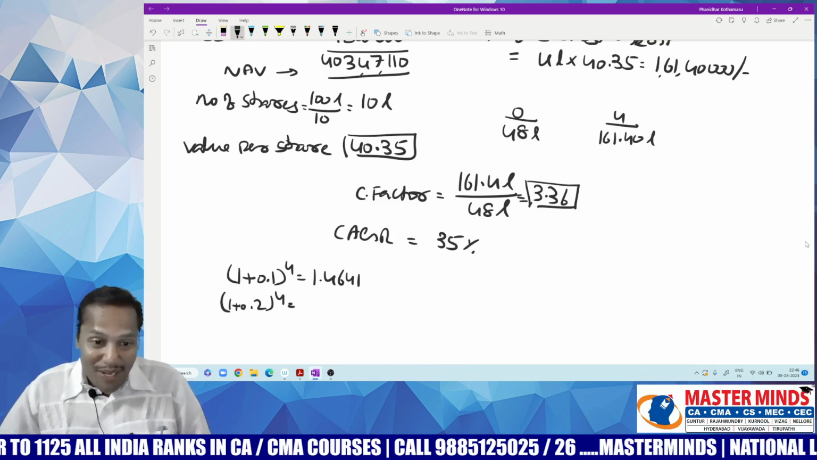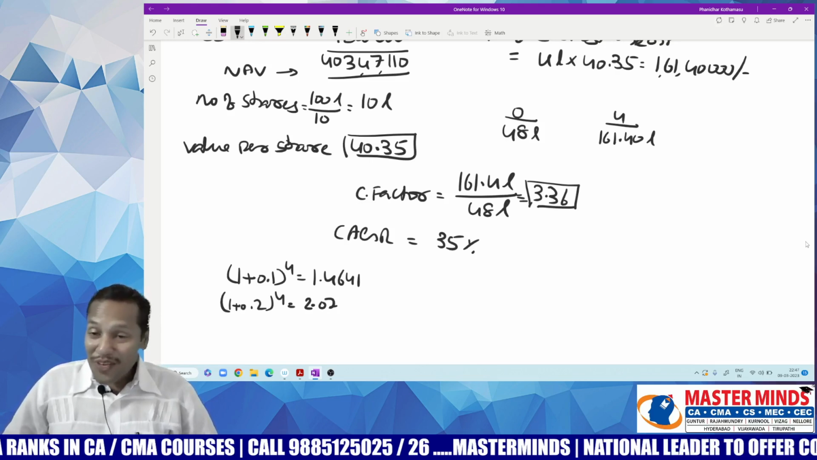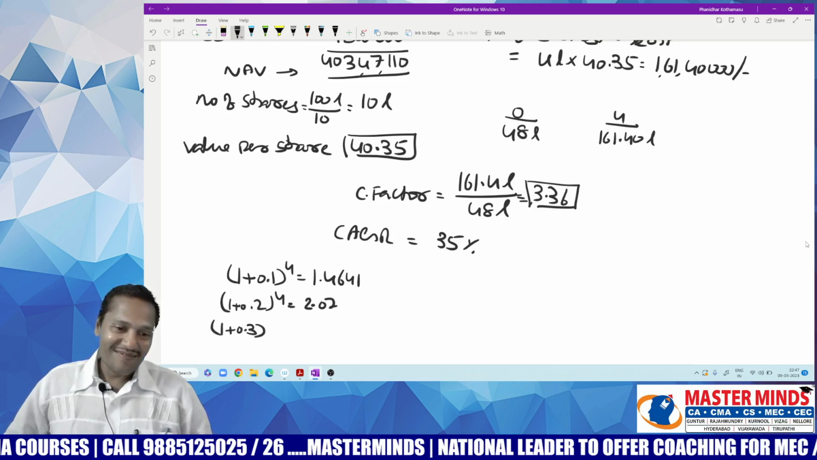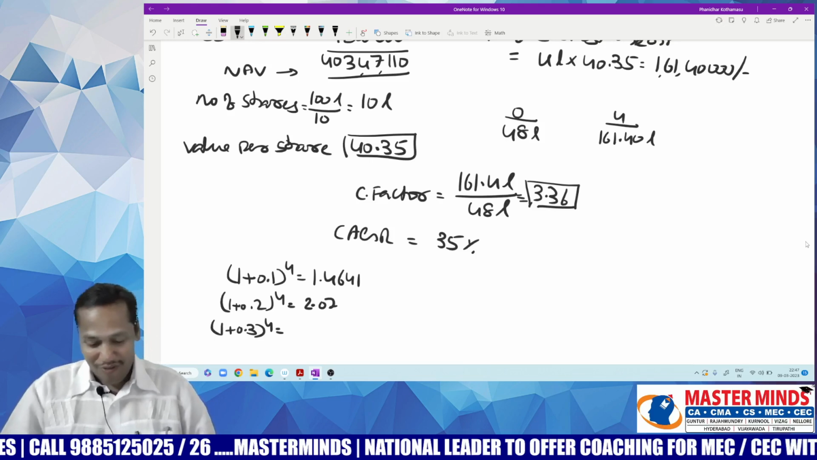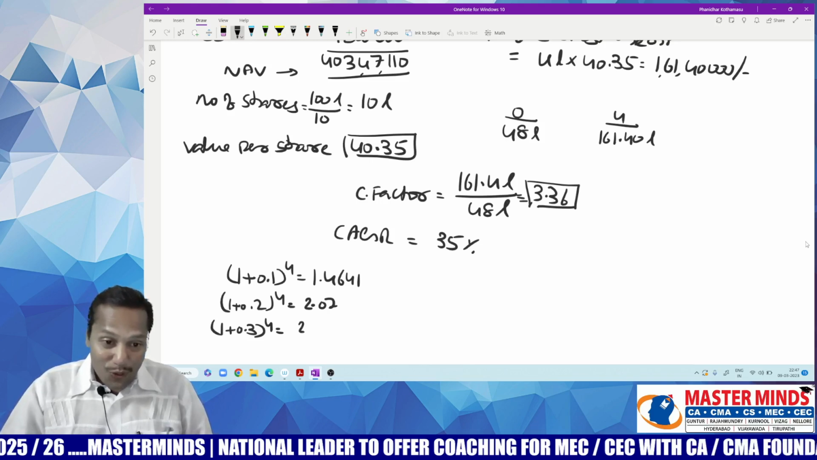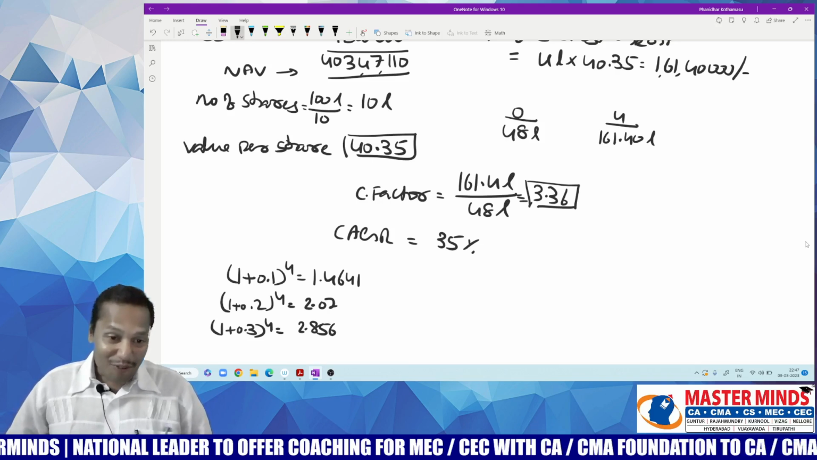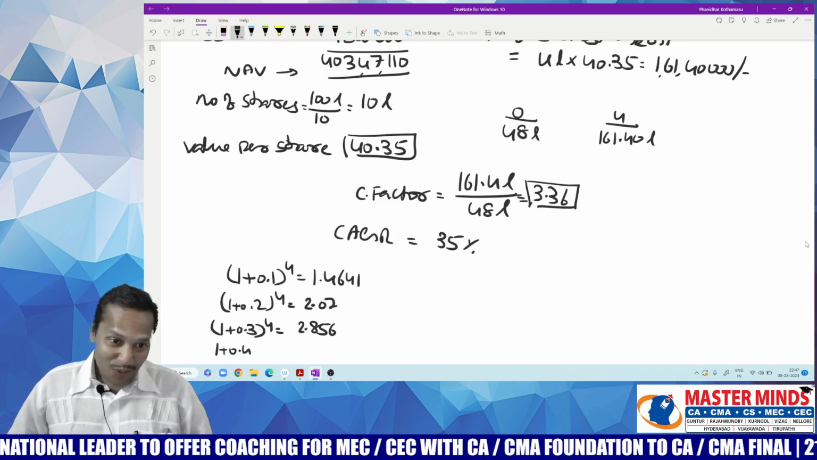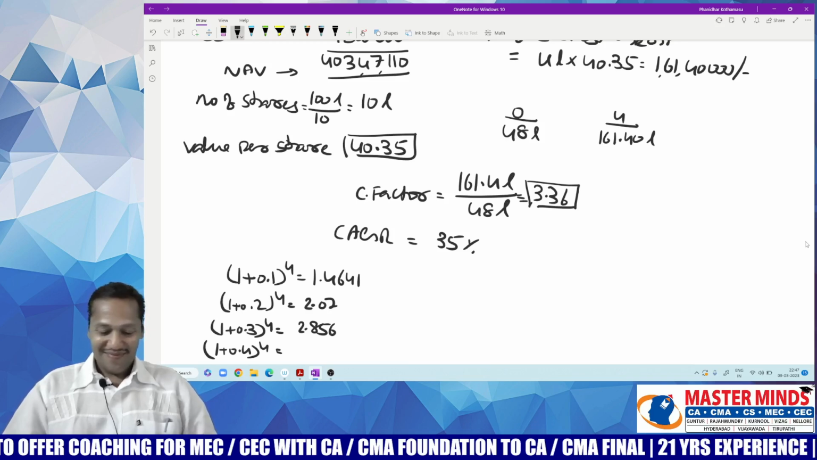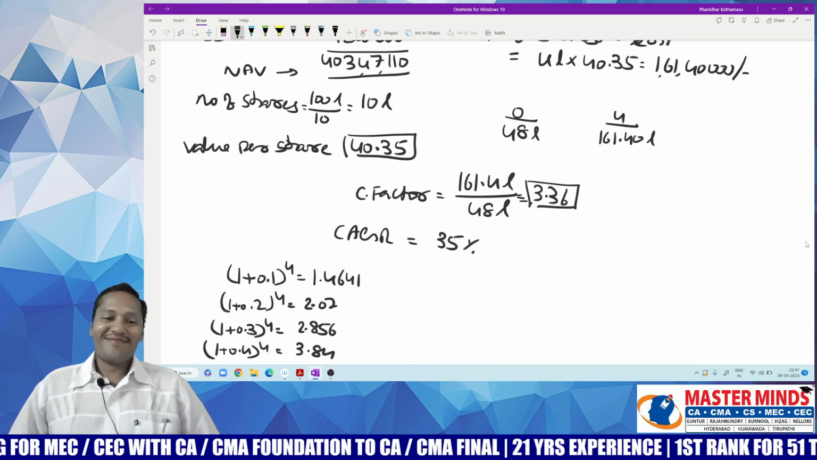Compounded at 20%, it becomes 2.07 rupees. 1 rupee will become 2.07 rupees. At 30%: 1 plus 0.3 power 4. It comes to 2.856. At 40%: 1 plus 0.4 power 4. It comes to 3.84.